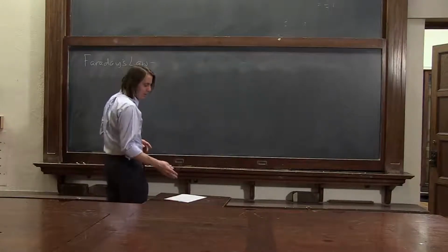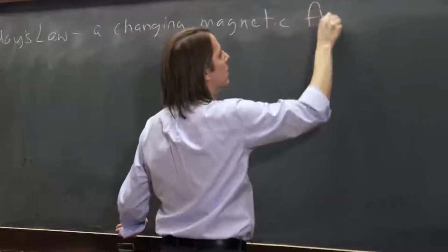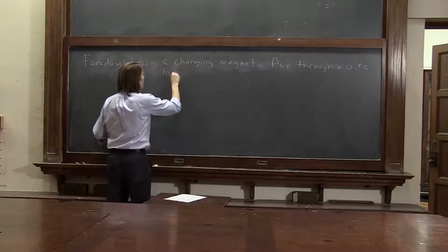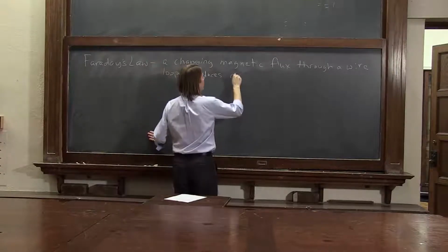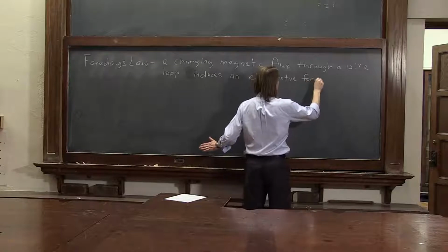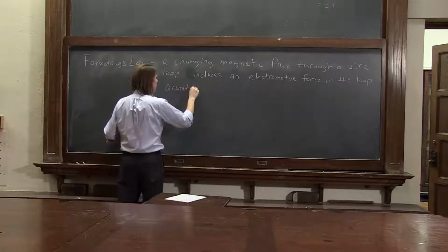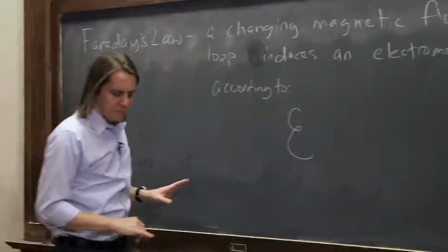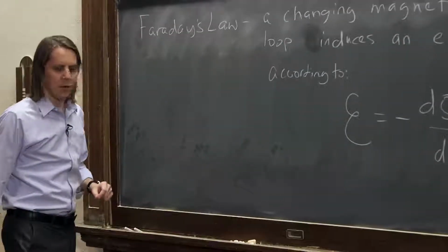So if we want to put it in plain language, a changing magnetic flux through a wire loop induces an electromotive force in the loop according to, we'll just give the equation, that E, a curly E, equals negative d phi B dt. So let's talk about what these things are.